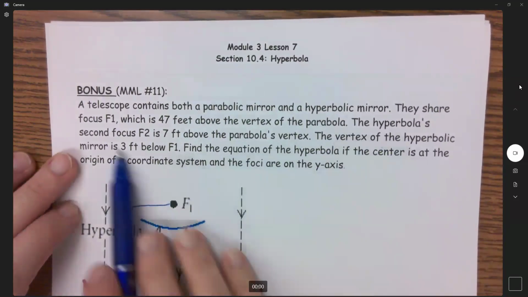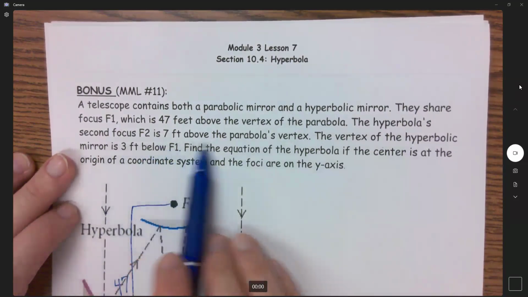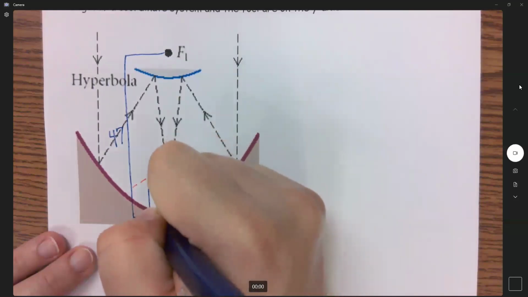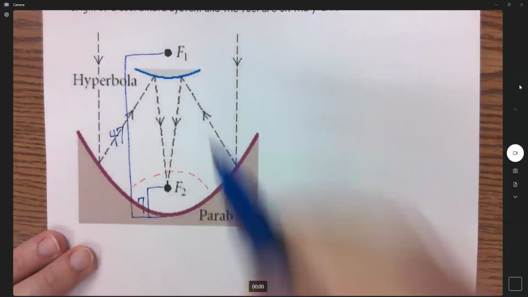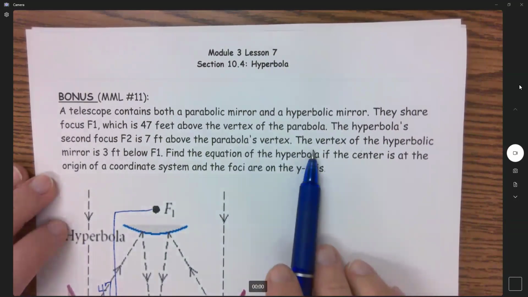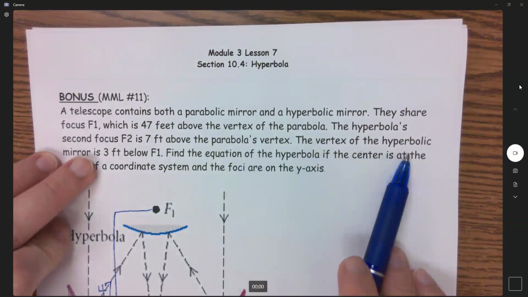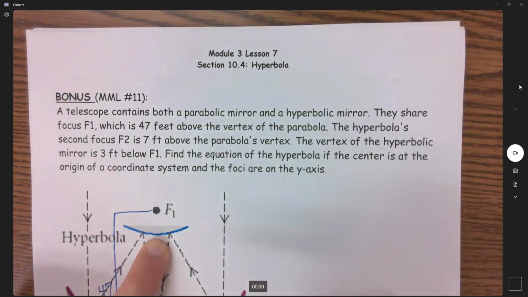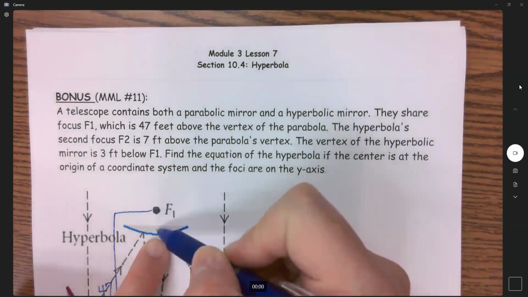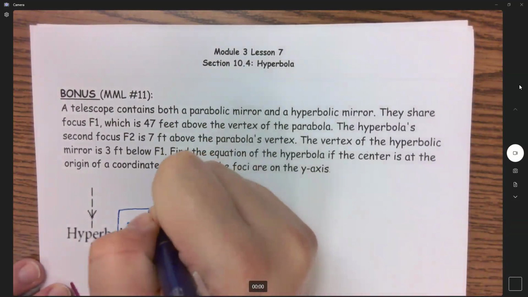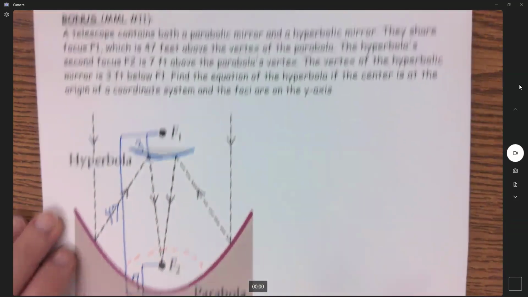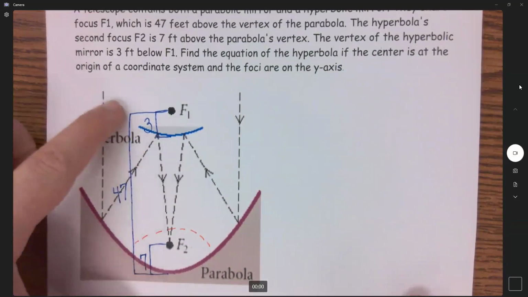The hyperbola's second focus, F2, is 7 feet above the parabola's vertex. So from here to here is 7. And the vertex of the hyperbolic mirror is 3 feet below F1. Okay, so we have 3, 7, and 47.